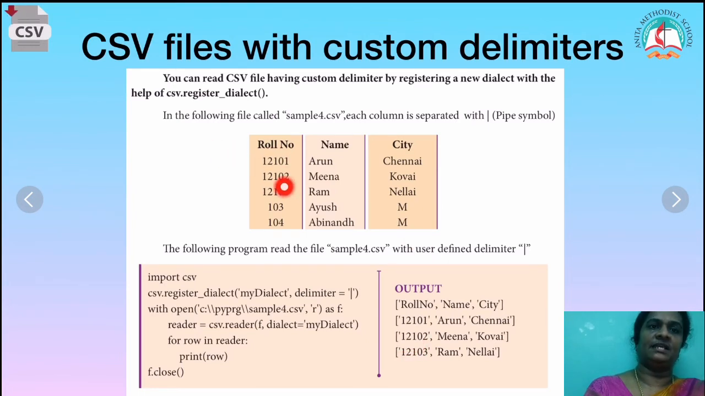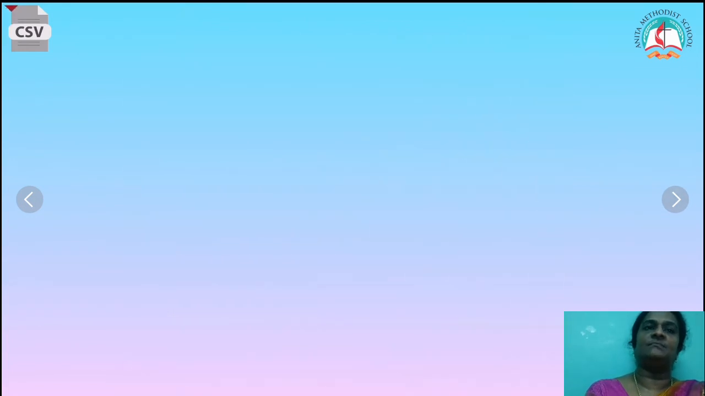Here, first number, second number, third number. First number, second number, third number. And why are these 2 not printed? Because they do not contain the city name and the roll number in that order. So it is removing them and printing only the 3 things. This is with custom delimiters.